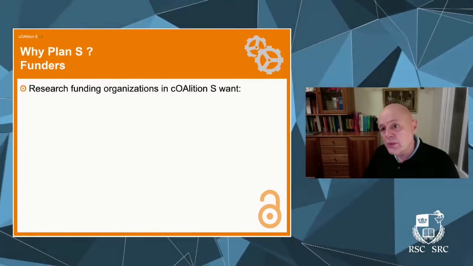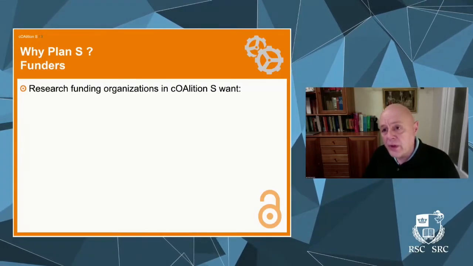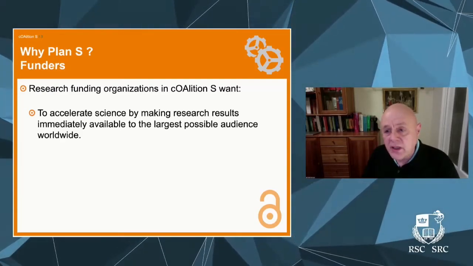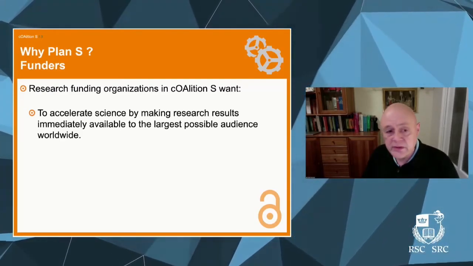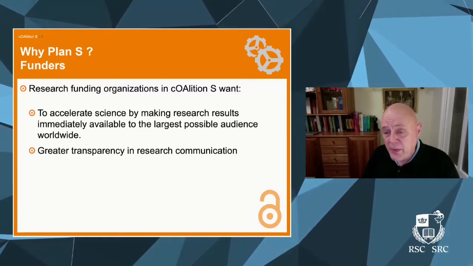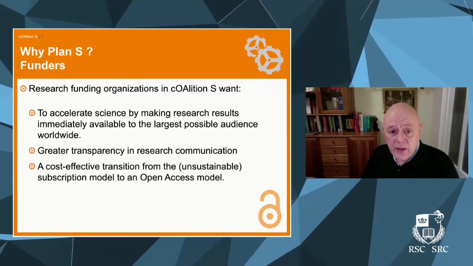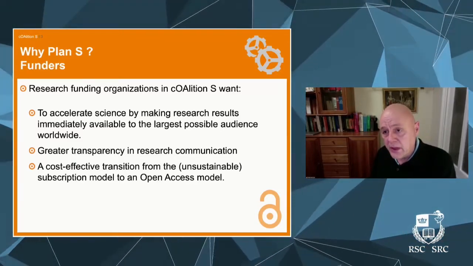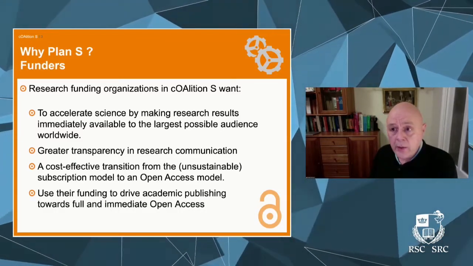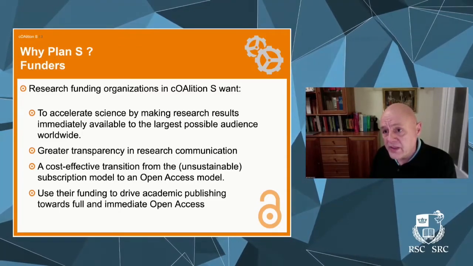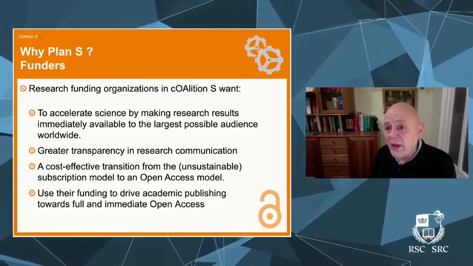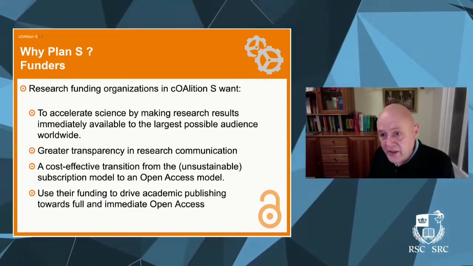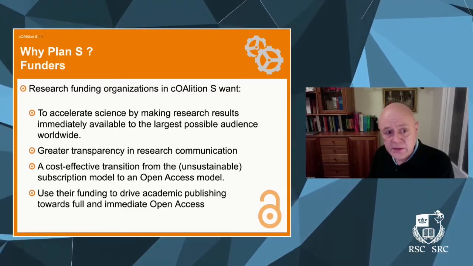Now, why was Plan S devised? Well, research organizations in Coalition S want to accelerate science by making results immediately available to the largest possible audience. We want greater transparency in research communication and a cost-effective transition from the unsustainable subscription model to an open access model. That's the definite choice there. And what these funder organizations want to do is to use their funding as a driver and to leverage that to aid the transition towards full and immediate open access.